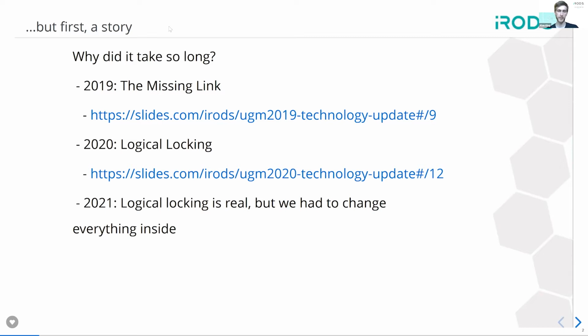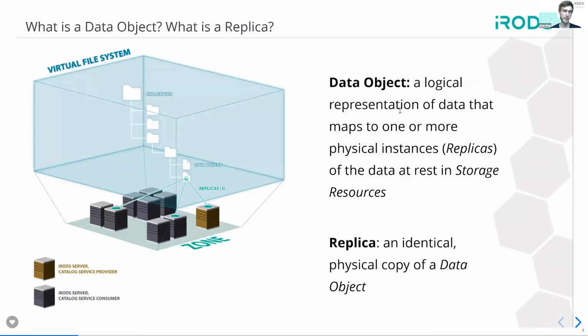I've linked to our first takes on those concepts in the slides. And so this year, logical locking, or at least write locks, are real. But the reason it took so long is because we had to change everything inside to make it work. This is the internal refactoring that Terrell was talking about, using all the nice libraries that Corey talked about, so that we can have full confidence in what we've been doing with the fewest number of known bugs possible.